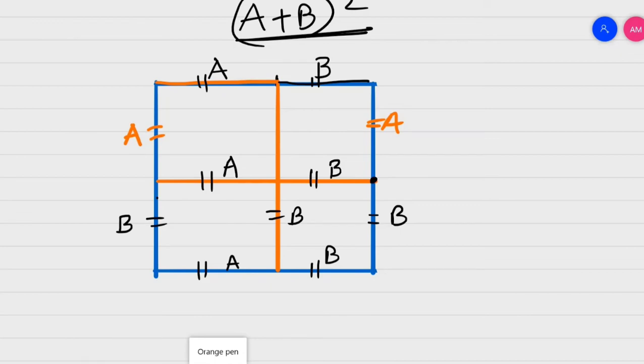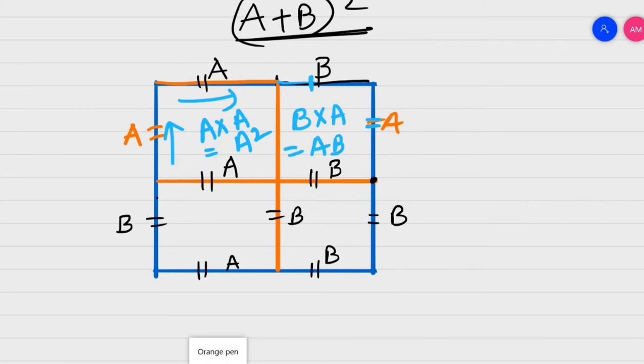Now children, let us find out the area of each square. The area of this square will be, see, this is A and this is A, so A into A, so the value is A square. Now for this square, its length is B and breadth is A. So the area will be B into A, that is BA or AB, whatever you want to write. Here, length and breadth are both B, so you are getting B into B, which is B square.